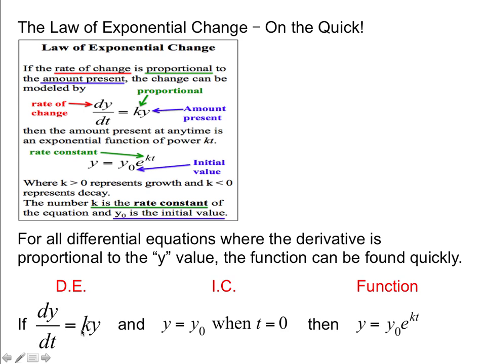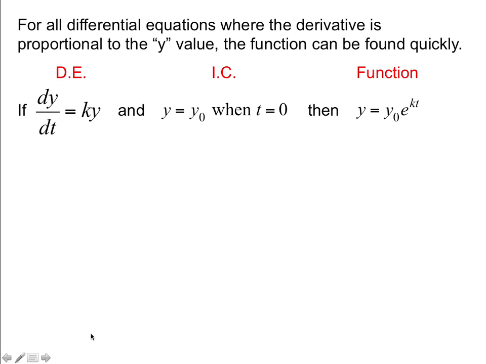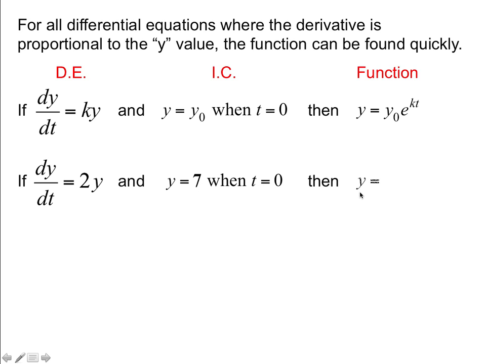We see the rate of change, here's our proportionality constant, and here is the amount present. So let's try this with some numbers now. Let's say the differential equation is 2y. The initial condition is that we have 7 of something at the beginning. So our exponential function then is going to be 7e, and then we're going to take the 2 and bring it up into the power. So it's going to be 7e to the 2t.